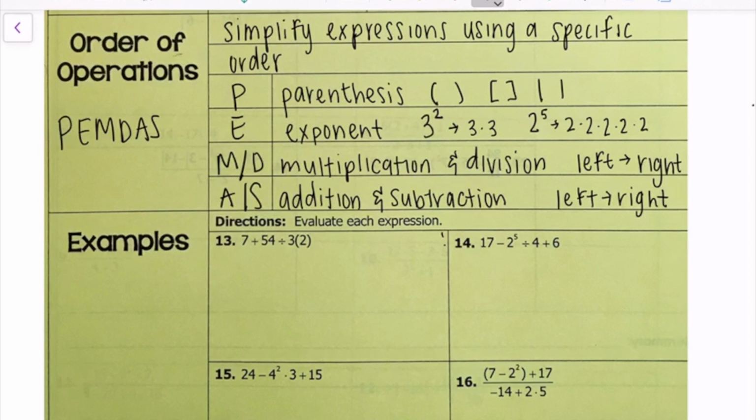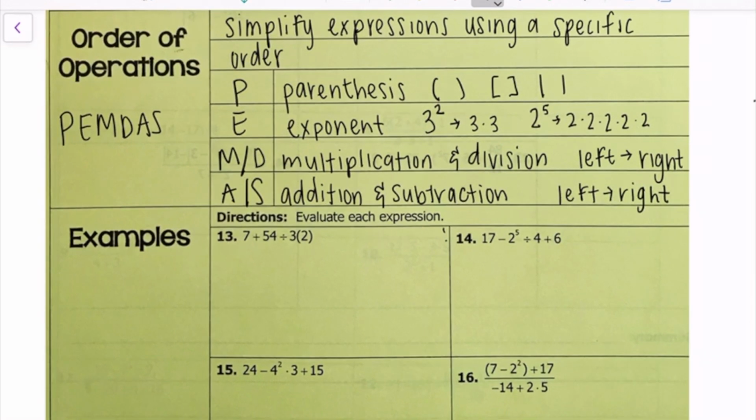So let's go ahead and do an example. So let's look at number 13. We have 7 plus 54 divided by 3 times 2. Now, while you might say there's parentheses there, so that goes first, those parentheses do not represent grouping symbols. That is multiplication. So we don't do those parentheses first. We are actually going to do the division first.